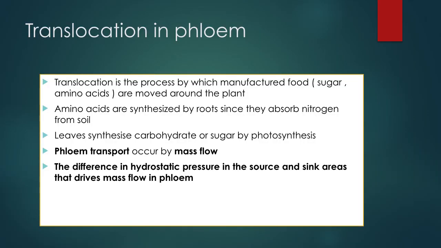Translocation in phloem, that is the next part. Translocation means the movement of the manufactured food. Mainly sugar, which is sucrose in the plant, made by the leaves, and amino acids. Amino acids are produced by the roots because they get the nitrogen from the soil, and the movement of this food is done by mass flow.